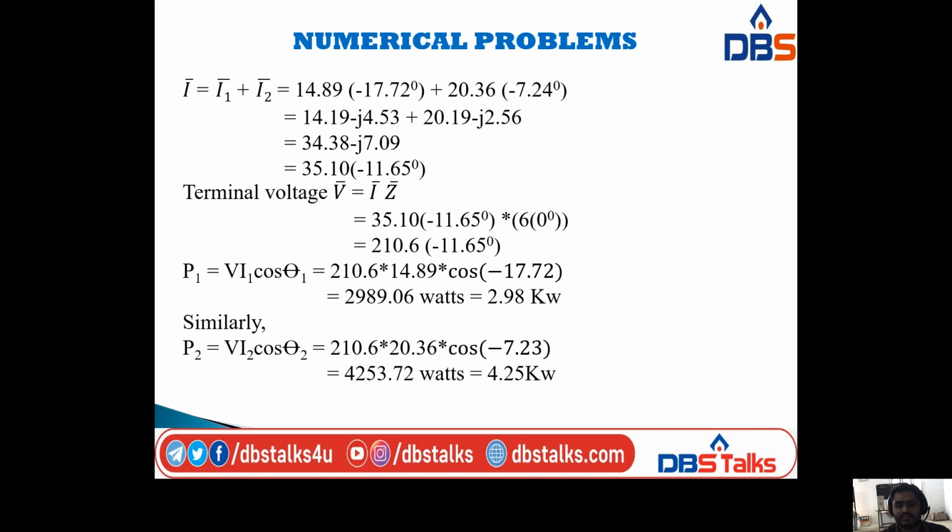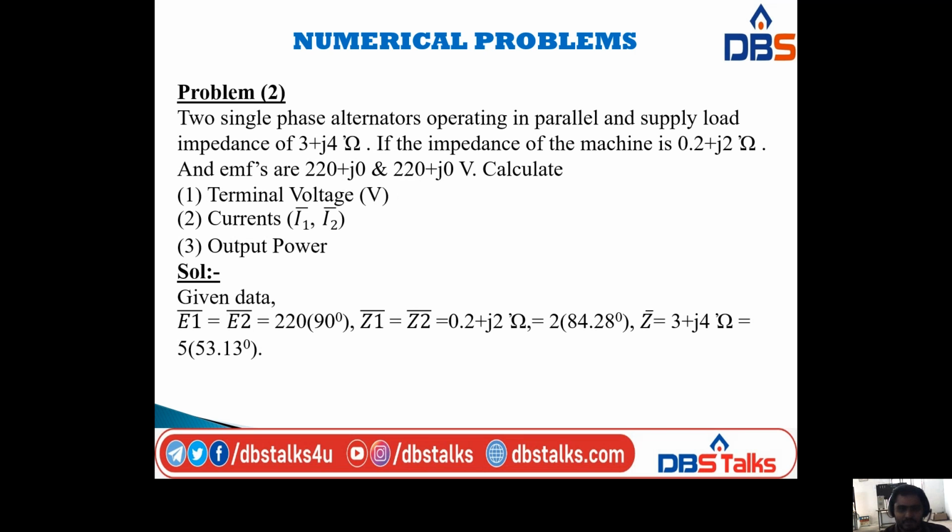And similarly P2 is equal to V into I2 into cos phi 2. We already calculated the V value and I2 value and phi 2 value. Please substitute that into this one. So V value is 210.6 into I2 value is 20.36 into cos of phi 2, in the I2 value we have the angle that is minus 7.24. Please substitute that one here. And finally we have 4253.72 watts, that is 4.25 kilowatts. This is the solution for problem number 1. Okay. And coming to problem number 2.